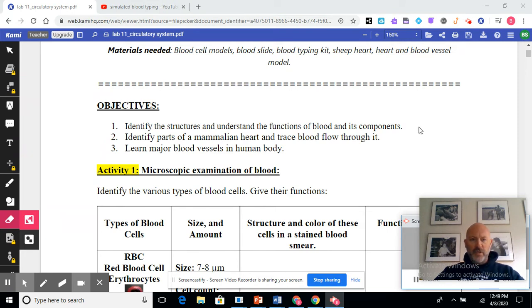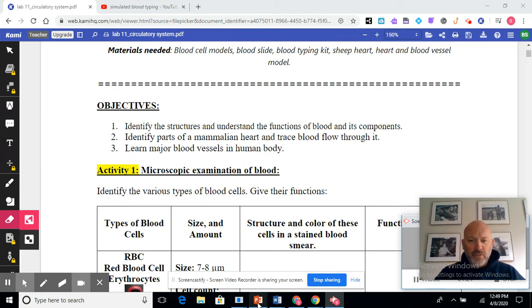the instructional video. Identify the parts of the mammalian heart and trace the blood through it. And then, of course, learn the major blood vessels of the human body. So we'll take a look at all of those things.